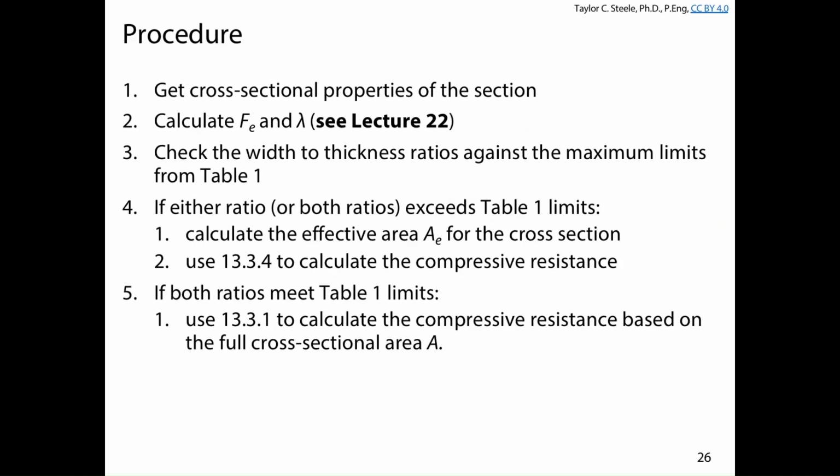If I was to put that in a little point-by-point procedure, basically we're going to start by getting cross-sectional properties from the handbook. We're going to calculate Fe and lambda. We don't really care about local buckling for those 2 properties. We just calculate Fe and lambda. Then we're going to check whether the width to thickness ratios meet the Table 1 requirements. If either one of them doesn't, then we have to calculate the effective area, where the effective widths of the plates meet Table 1 requirements, and then use the AE term to calculate the compressive resistance. Otherwise, it's business as usual, and we already looked at that example on Monday.